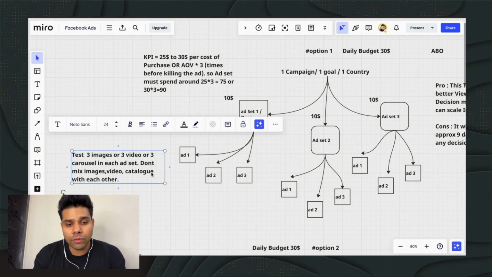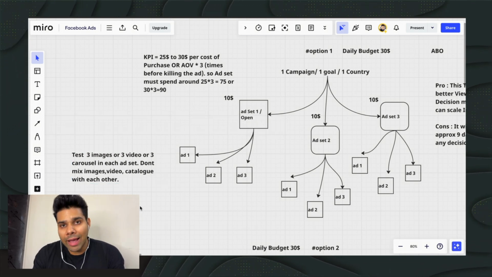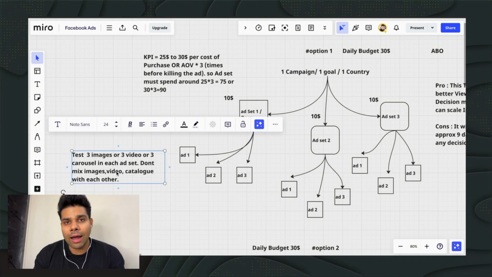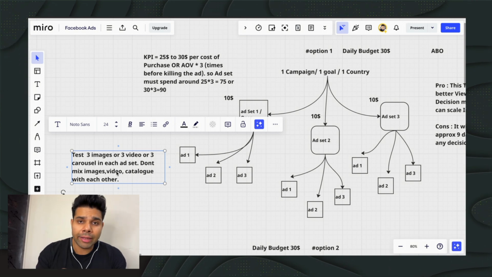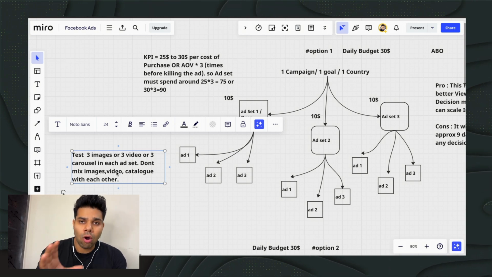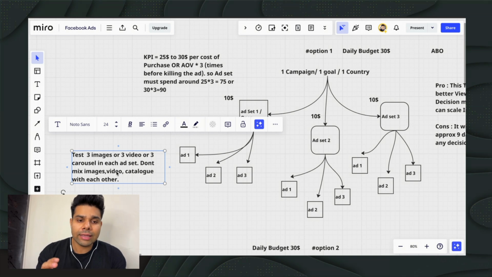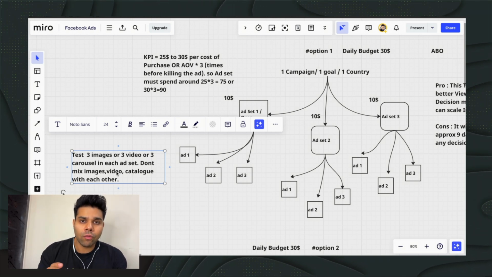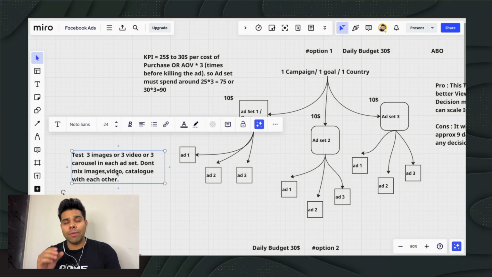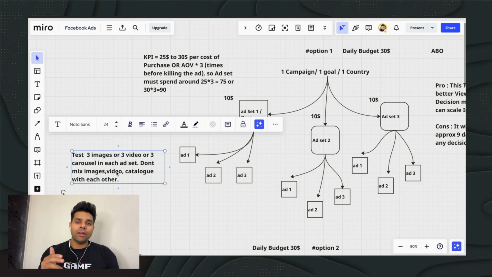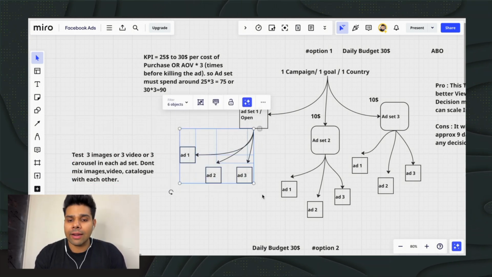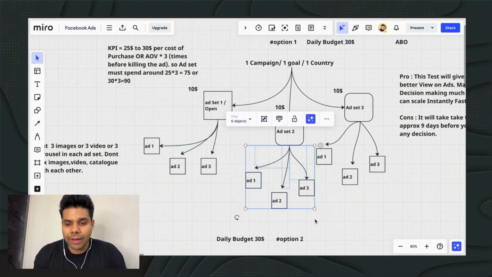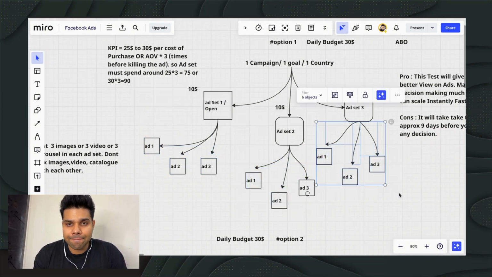Don't mix images, videos, catalog with each other. Why am I saying that? If you are mixing images with videos, Facebook will try to spend more money on images, because image ads have broader placement possibilities and they are a little bit cheaper. So Facebook will spend money on that. So it will not be a fair competition between two videos and one image. So to make things really clear, use three images over here, three videos over here, three catalogs over here.